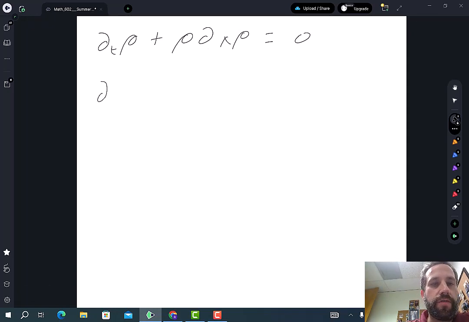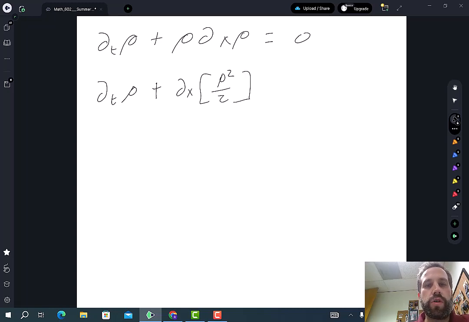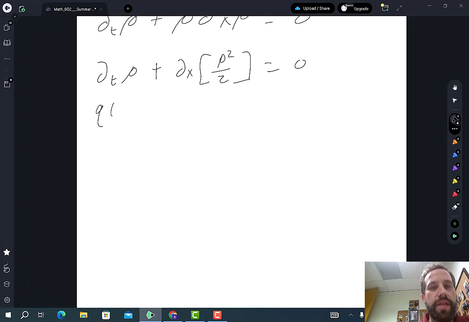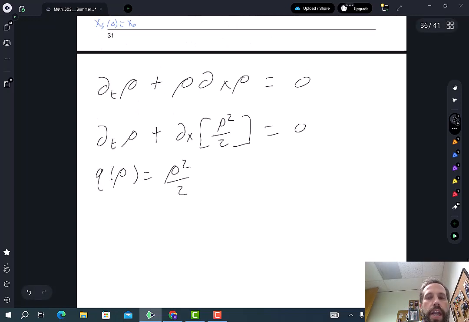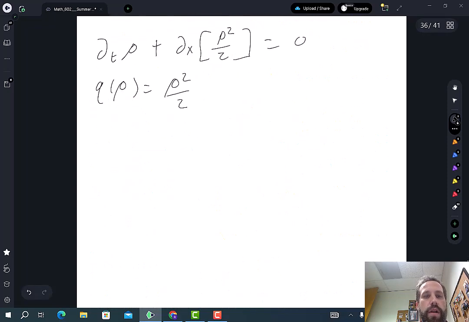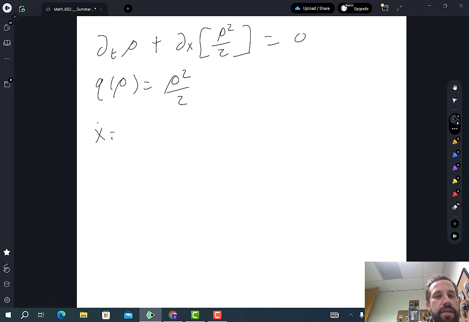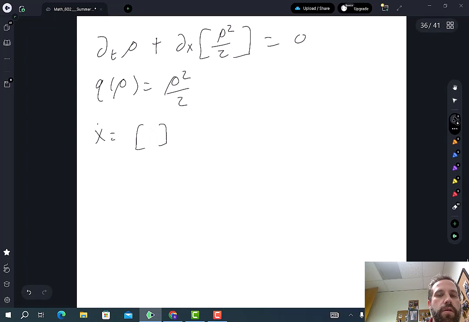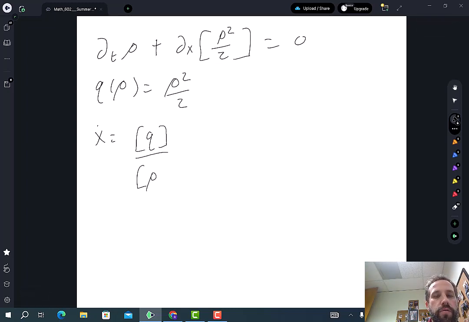When I write this in conservative form, it's partial t rho plus partial x of rho squared over 2, and that's equal to 0. The flux should be rho squared over 2, so this tells me that q of rho is equal to rho squared over 2. Now if I come back up here, I know to the left of the shock it's equal to 2, and to the right of the shock it's equal to 1. So this tells me that x dot, remember, is the jump in q over the jump in rho.